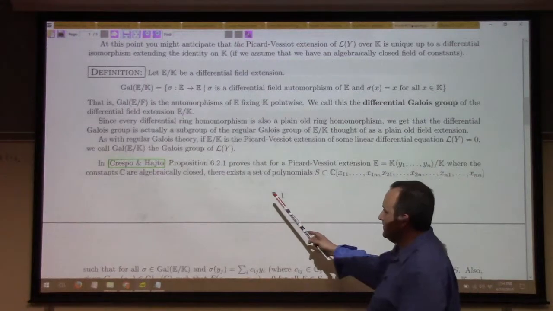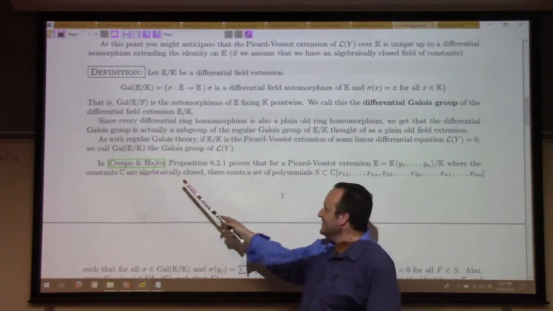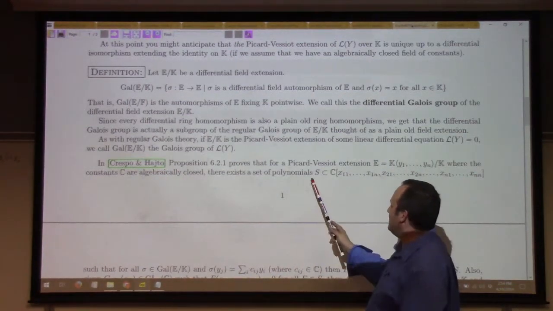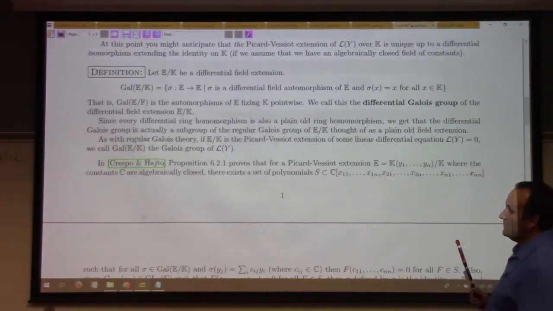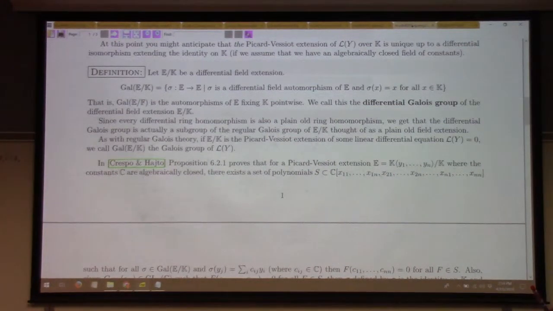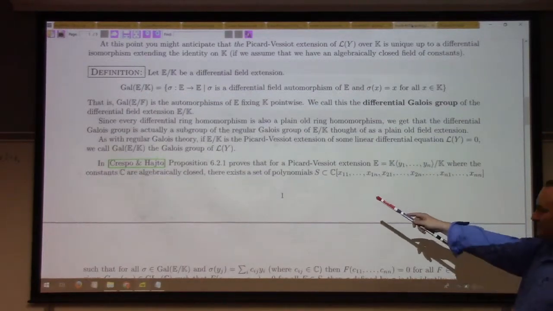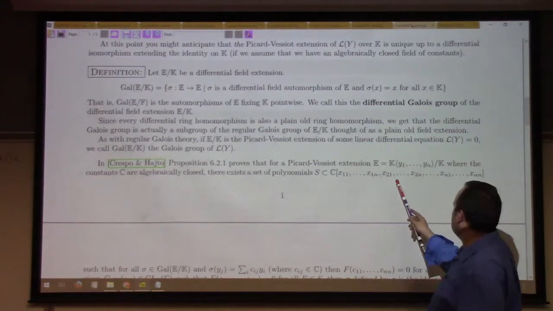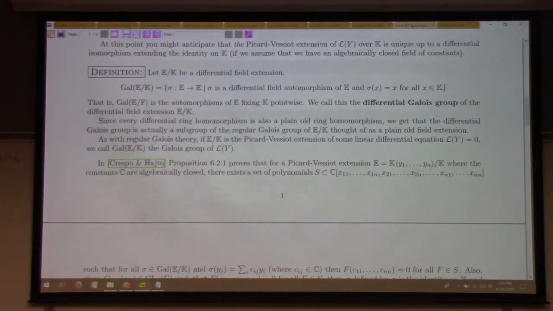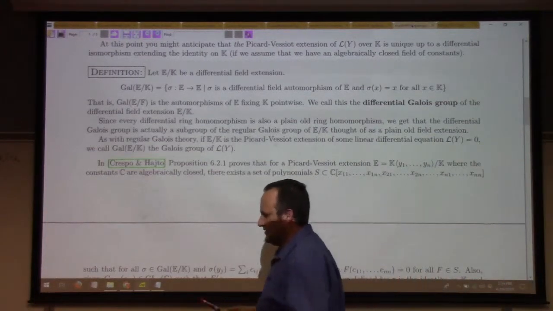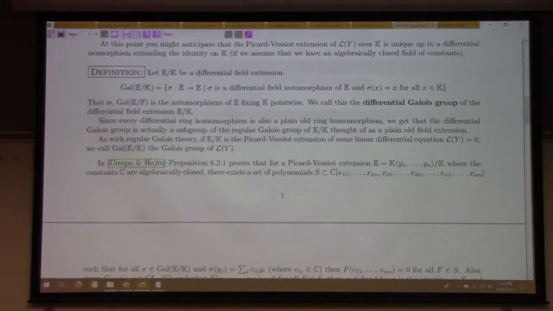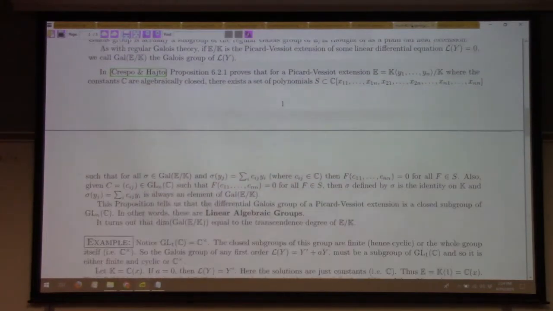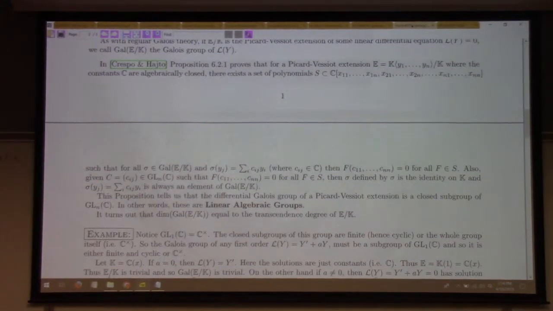Let's see here. So proposition 6.21 proves that a PV extension like so is algebraically closed, oh wait a minute, where the constants are algebraically closed. If that's the case, then there exists a set of polynomials, whoa, look at that, such that, yowzers. Oh my goodness. I don't know if I want to get in all this. What is this saying? Set of polynomials.